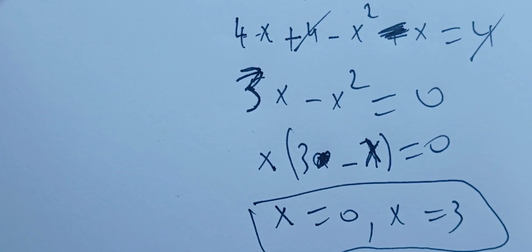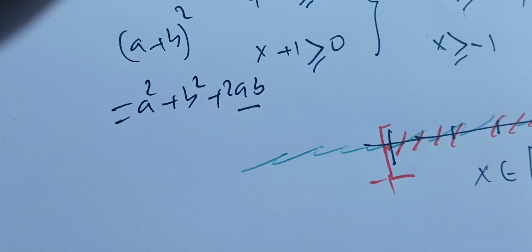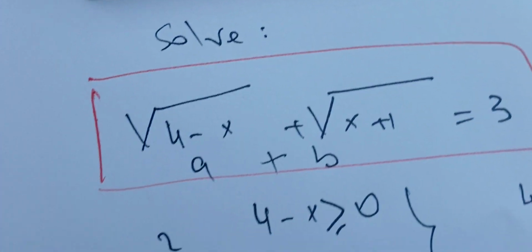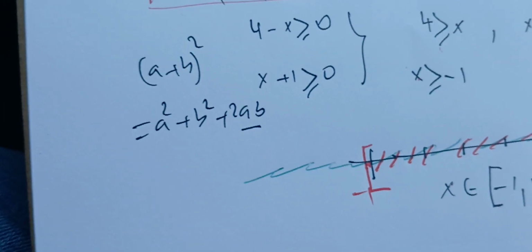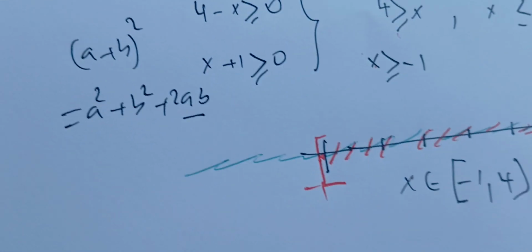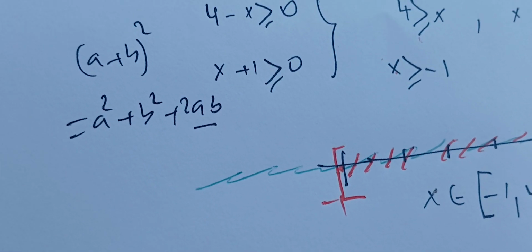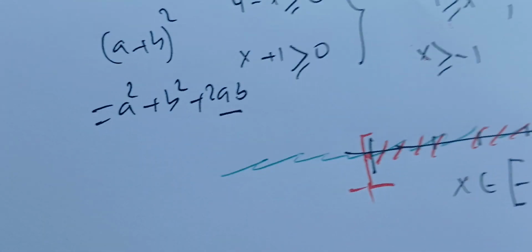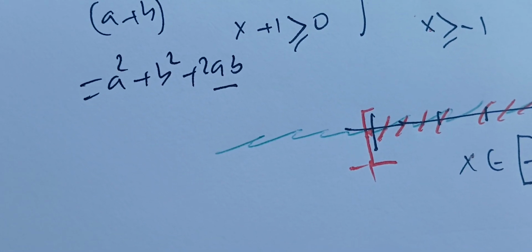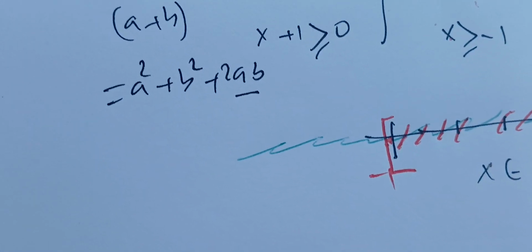And we checked before that these two, x equals 0 and x equals 3, are the only solutions of this equation. How can we solve it? Is there any other way? Yes, there is one more way to do it.